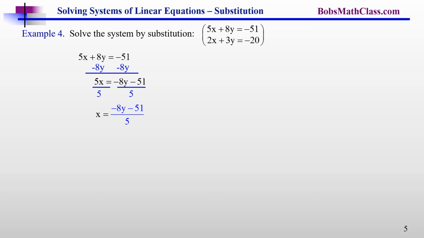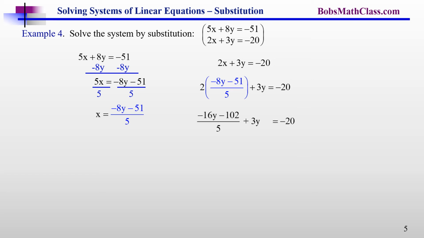This is from the top row, so we're going to go to the bottom row and replace x with this expression. So it's 2 times negative 8y minus 51 all over 5 plus 3y equals negative 20. Distribute the 2 in the numerator, and then we got to get rid of that 5 again. So we multiply each fraction by 5. Everybody gets a 5. The 5's on the far left, those cancel. And now simplify.